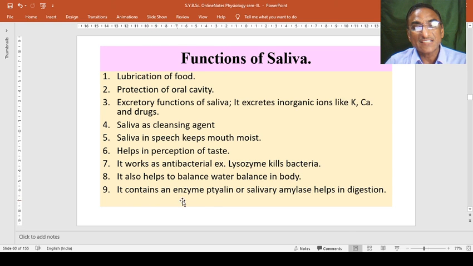It contains an enzyme, ptyalin, or we can call it salivary amylase. It helps in the digestion of food material in the mouth. Primary digestion of food acts on the starch, which converts the starch into maltose sugar. So this action takes place there.